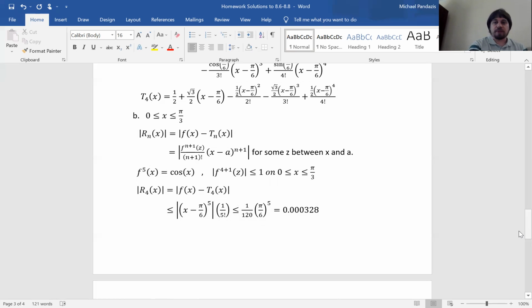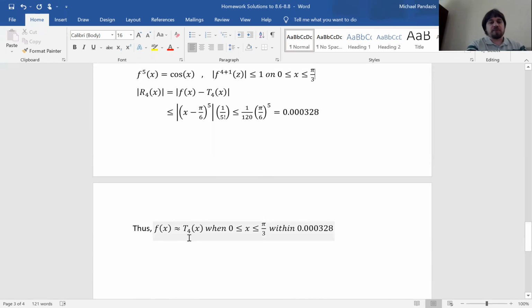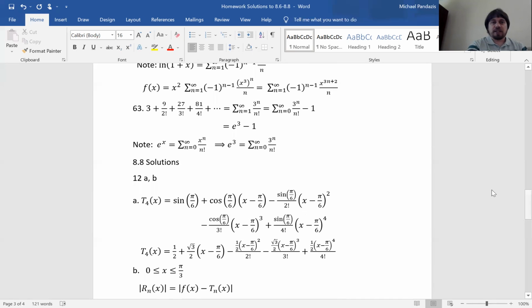0.000328. And so thus f of x is approximately t sub 4 of x for this range of x values within that amount, plus or minus this amount.